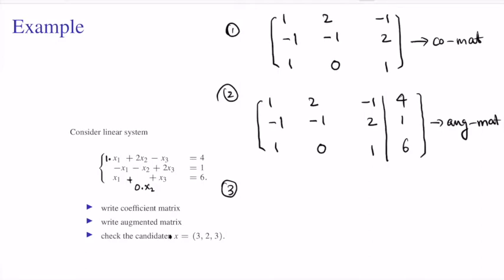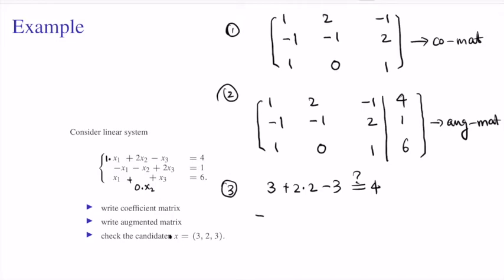Now the last question is about checking the candidate given by 3, 2, 3. What it means is you need to plug the numbers into the 3 equations and verify their equalities. So from the first equation, you are going to replace x1 by 3, x2 by 2, and x3 by 3, and you should verify whether this is correct or not.